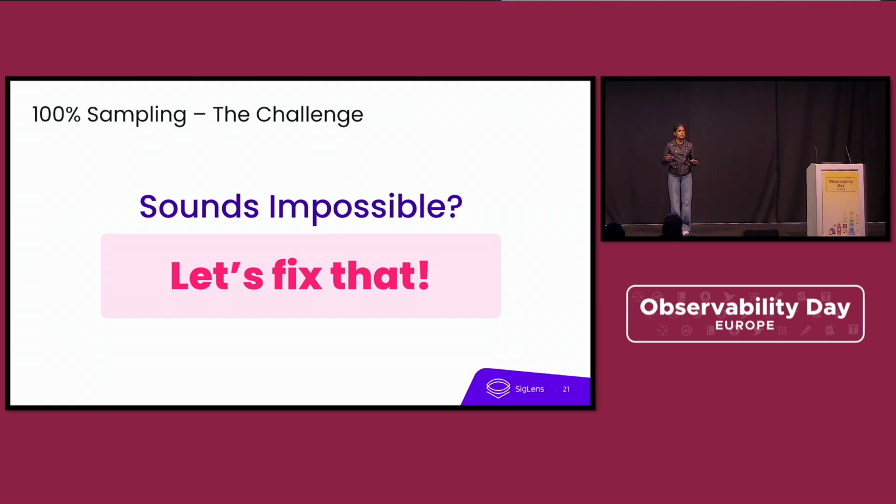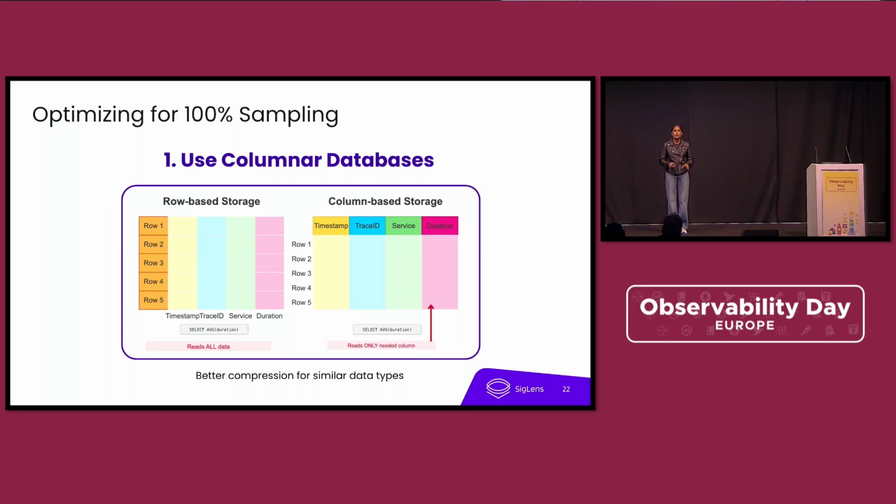So let me show you some techniques that we can use to get this 100% sampling. First, use a columnar database instead of a traditional row-based database. In row-based storage, we store all the fields of a single record together, while in columnar storage, we store all the values of a single column together. This is critical because the same type of data makes a good compression ratio. So doing this change will give you at least 10 to 20x better compression.